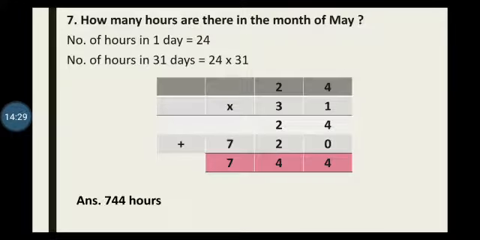The last statement, children, quickly understand and do. How many hours are there in the month of May? In the month of May, we have 31 days. 1 day is equal to 24 hours. So 31 days will have 24 multiplied by 31, 744 hours.